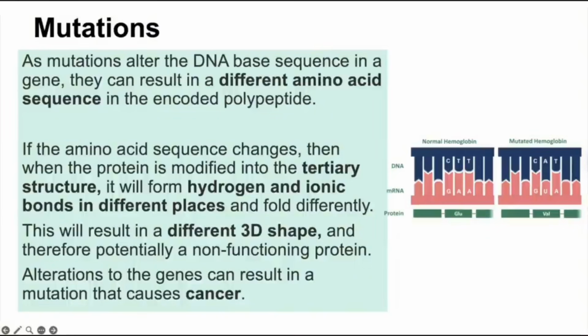And because a mutation can change the DNA base sequence in a gene, that means it could result in a different sequence of amino acids in a polypeptide. And if that sequence of amino acids changes, then that can alter where the tertiary structure bonds will form, like the hydrogen and ionic bonds, and that could result in it folding into a different 3D shape.